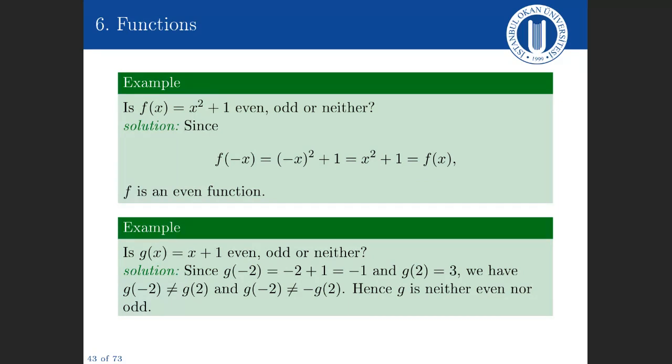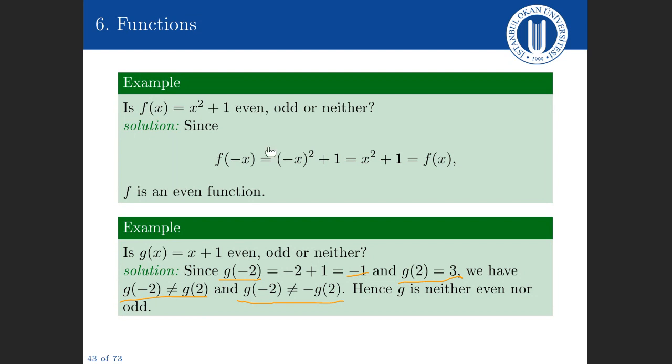Next example: is g of x equals x plus 1 even, odd, or neither? This time I'm not going to use every x, I'm just going to choose one number. Note that g of minus 2 is minus 1, and g of 2 is equal to 3. So g of minus 2 is not the same as g of 2. We don't have an even function. g of minus 2 is not the same as minus g of 2, so we don't have an odd function. Therefore, this function is not even and not odd.